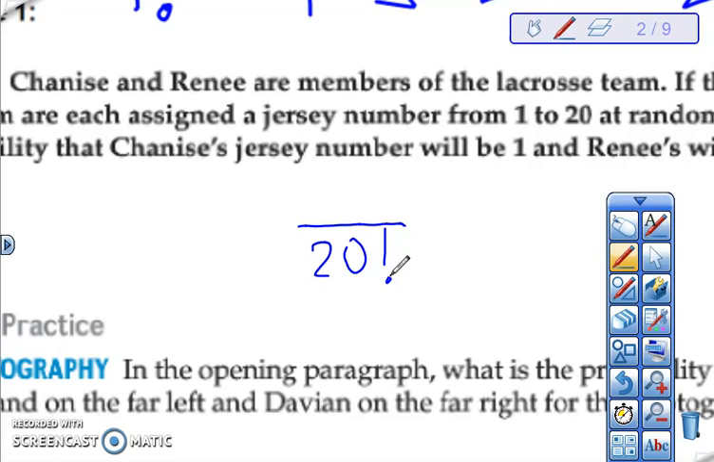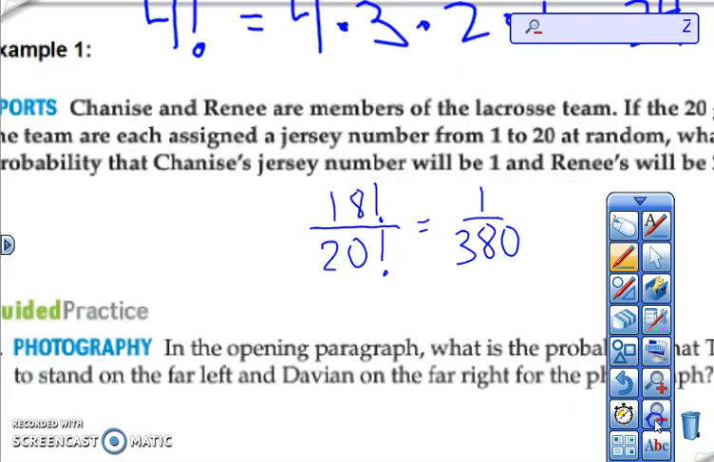For the number of ways in which Shanice and Renee can get those 2 specific numbers, well, if they've already received their jerseys, that means the other 18 players can have their jerseys handed out in any way. So 18 factorial out of 20 factorial will give me my answer. And if I type that on my calculator, I get 1 out of 380.